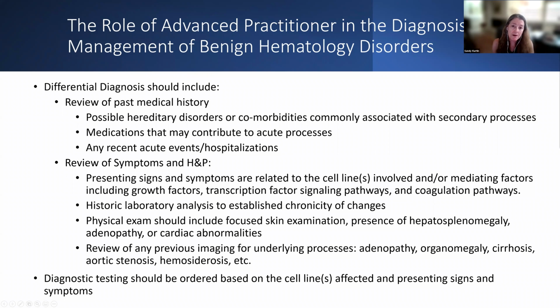So what is the role of the advanced practitioner then in the diagnosis and management of benign hematology? I think it's really critical to review the past medical history and to look back. This can sometimes be challenging if you only have, for instance, one set of labs. But also look for potential hereditary disorders. Is there any family history or any comorbidities that might be associated with these secondary processes?